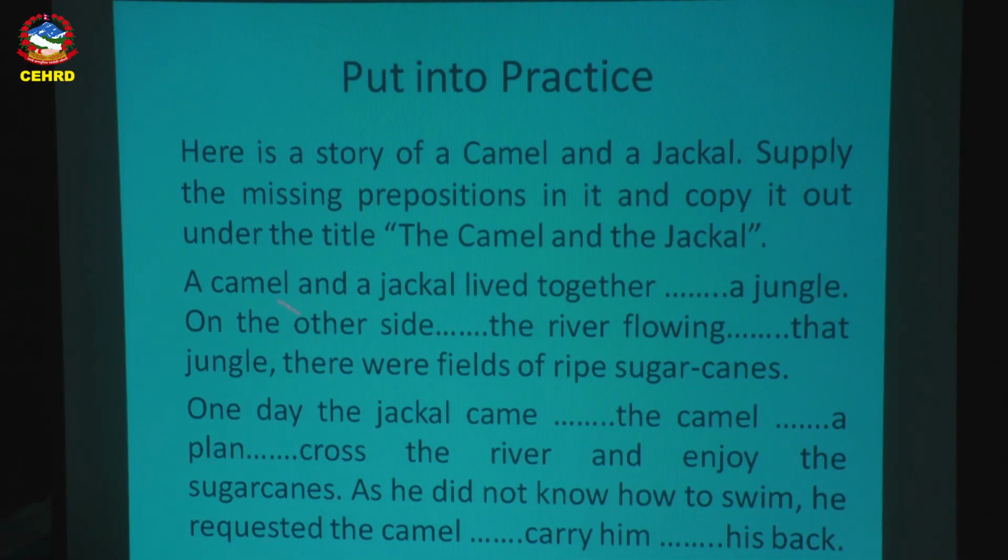A camel and a jackal lived together in a jungle. Where? In a jungle, because a jungle has a big area, big boundary, and they're in the jungle. So we write in. On the other side, what? Of the river. Side of the river, right? Of, O-F, should be there. Flowing through that jungle, right? Because the river goes in from one side and gets out from the other side, so we write through. Through that jungle there were fields of ripe sugar canes. One day the jackal came to the camel, right? So this way you can just complete the exercise.